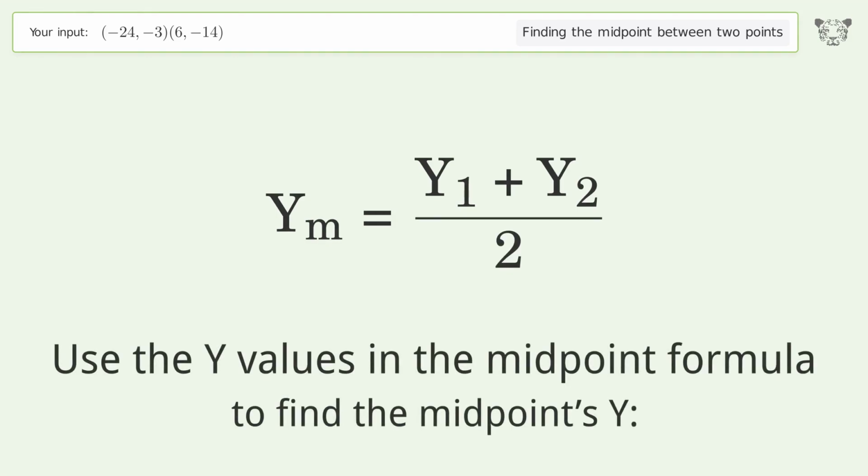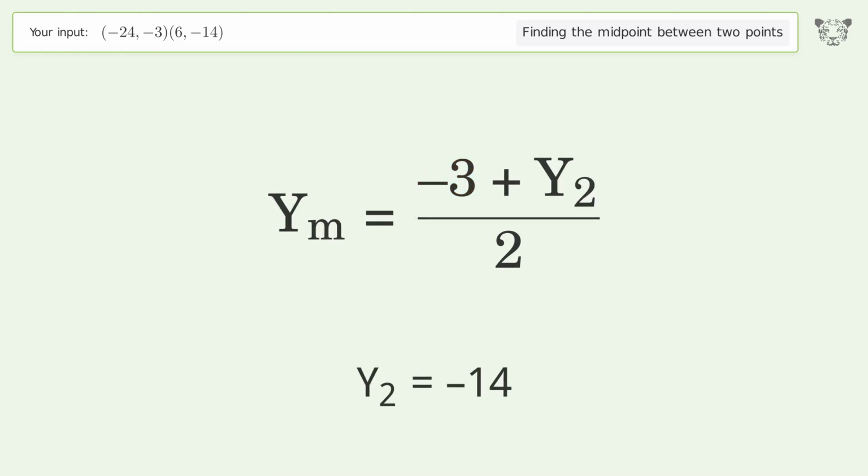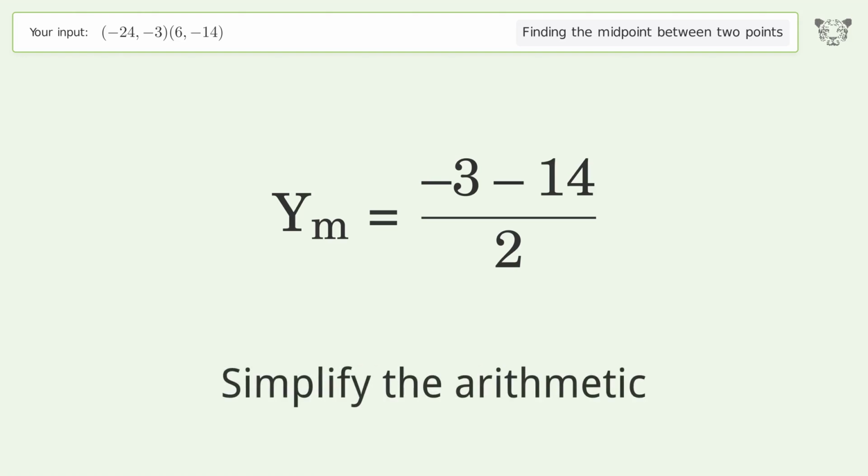Use the y values in the midpoint formula to find the midpoint's y. y1 equals -3. y2 equals -14. Simplify the arithmetic.